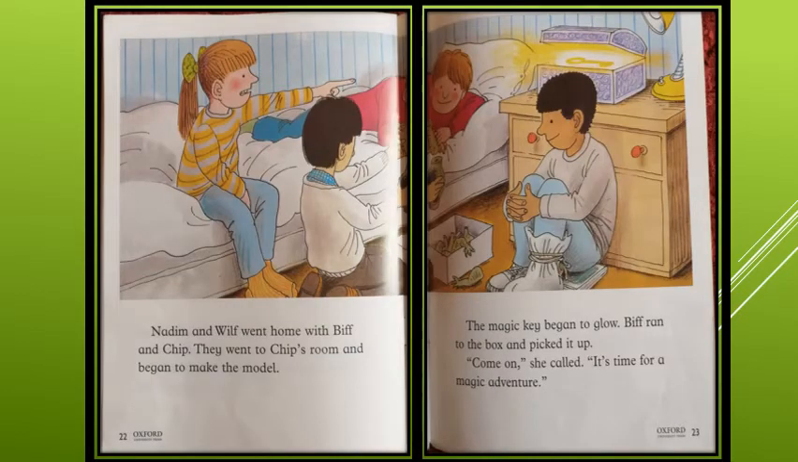So you can see from the illustration that Nadeem and Wilf went home with Biff and Chip, and now they are sitting in Chip's room. Why are they sitting in Chip's room? Yes, because they are going to make the model of the dinosaurs together.